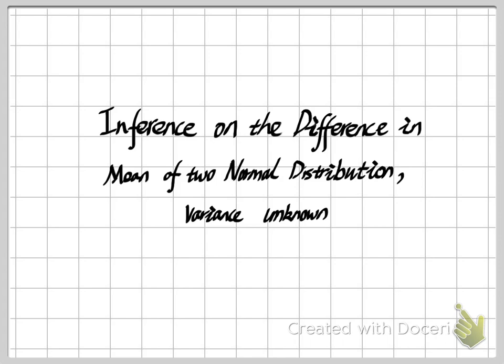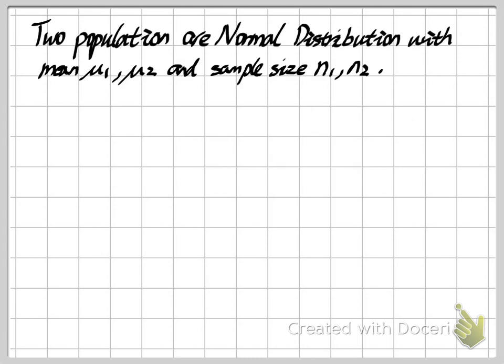However, in these lectures, we will work on statistical inference for two populations. So the topic is inference on the difference in means of two normal distributions. Here we focus more on the variances unknown. But in the first part, I will give a brief introduction about what we should do if we know the variance. So if we have two populations and both of them are normal distributions, we will have two means, which we denote by mu1 and mu2.